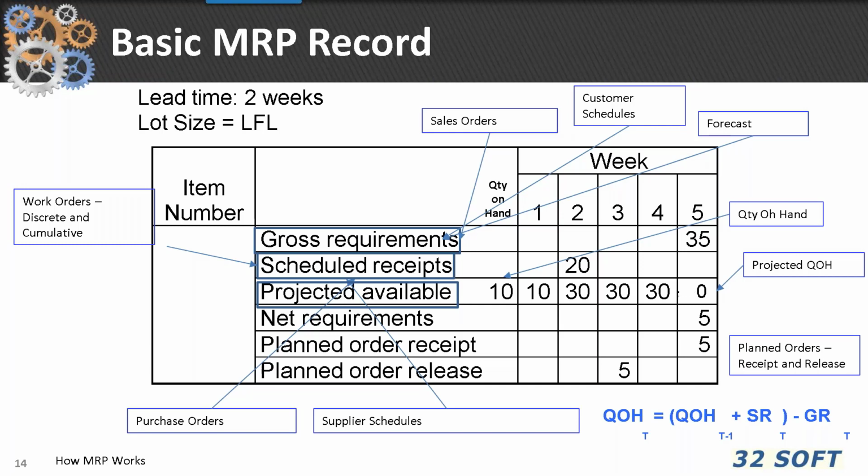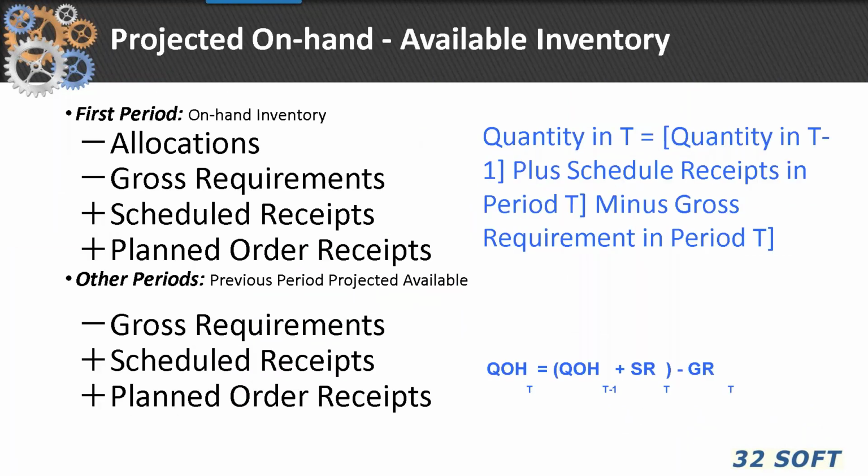the next period. There are a couple of specific calculations that we should understand and code properly. The first is a projected quantity on hand. In the first period, the projected quantity on hand is equal to the on-hand inventory minus allocations plus scheduled receipts minus gross requirements. In subsequent periods, it is calculated as equal to the previous period's projected quantity on hand plus scheduled receipts minus requirements. Note that safety stock is not included in this particular calculation.